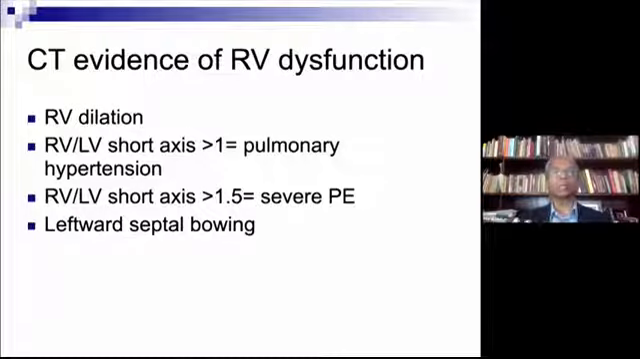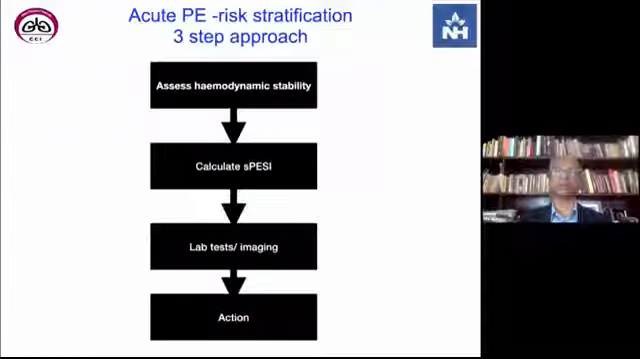You can also look at the CT pulmonary angiogram for evidence of RV dysfunction, where the RV is dilated. If you look at the RV to LV short axis, if it is greater than 1, that is abnormal, and an RV to LV short axis greater than 1.5 will tell you it is severe. And as already mentioned, if the interventricular septum is bowed to the left, that is very good CT evidence of RV dysfunction.